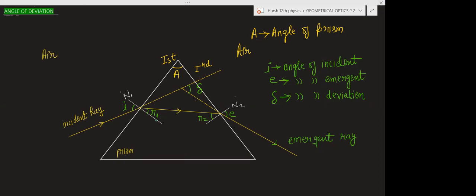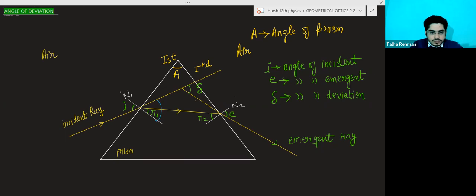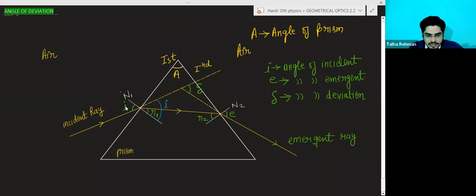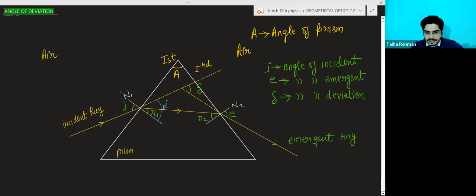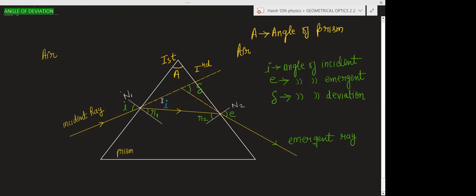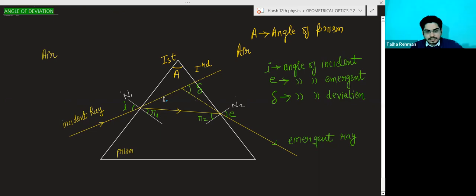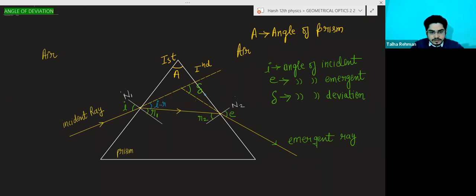If I am talking about this whole angle, it will be I, because these are vertically opposite angles. If this whole angle is I, then what will be this angle? I minus R1. So we can write this as I minus R1. So this angle will be angle of incidence minus R1.